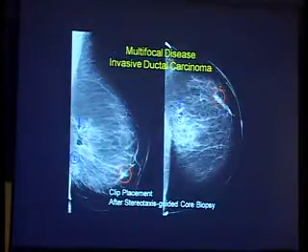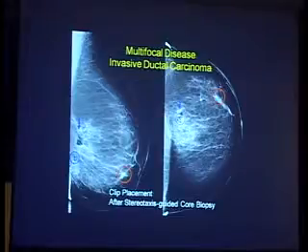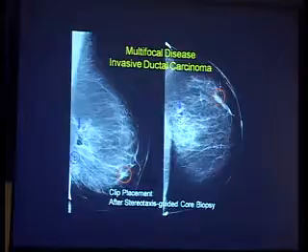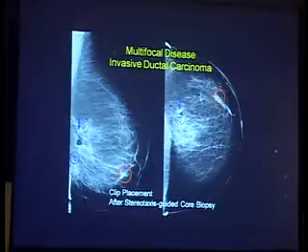Remember, it's bigger, right? And one of the rules is size, pretest probability, and mass versus non-mass enhancement. And if nothing else, the orange MRI finding, it's bigger. Okay, and I think it's a mass. Okay, any questions?